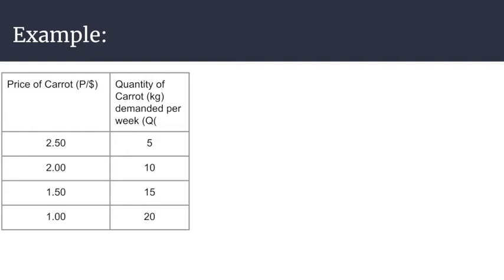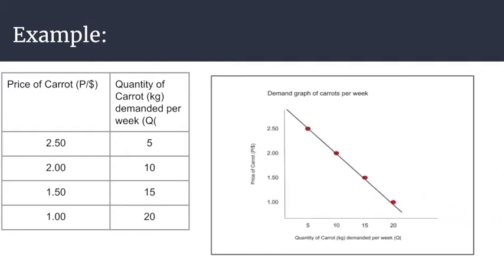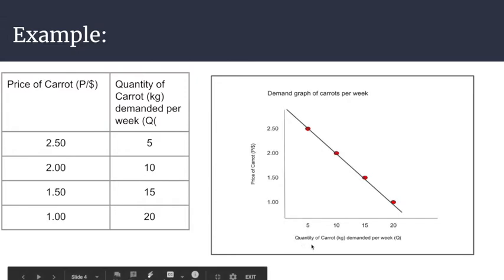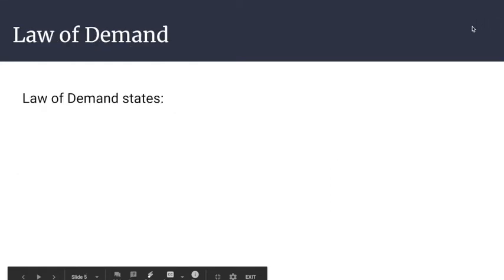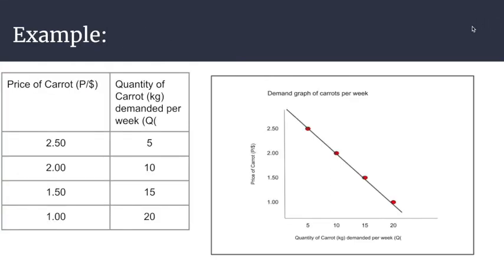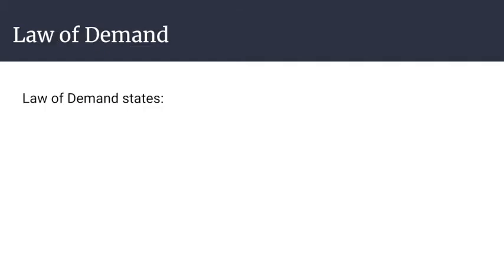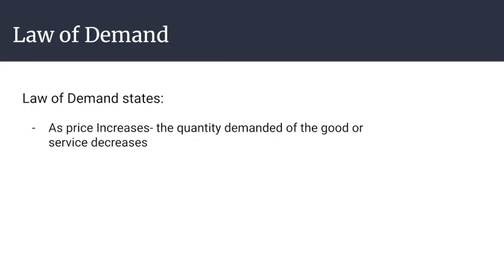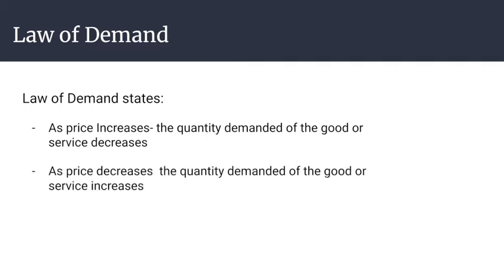If we substitute these numbers onto the diagram, onto the curve, we're going to see a down-sloping curve, as we can see on the right, with price on the y-axis and quantity of carrot on the x-axis. By looking at this curve, we can go down to one of the first principles, one of the first laws in economics, which is the law of demand. The law of demand states that as the price increases, the quantity demanded of the good or service decreases. However, as the price decreases, the quantity demanded of the good or service increases.